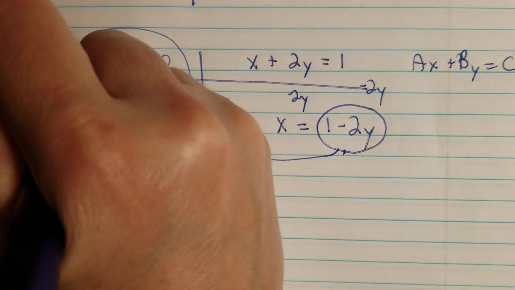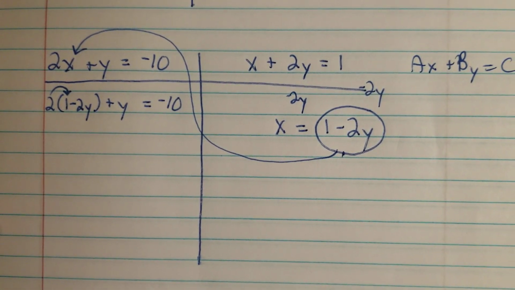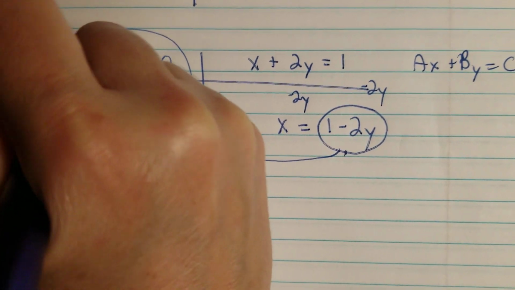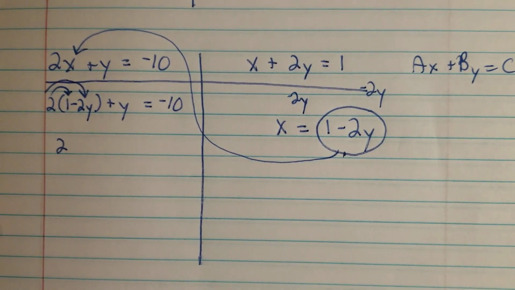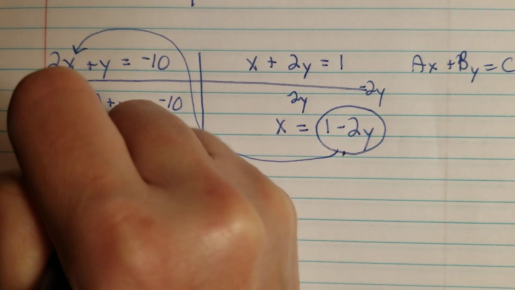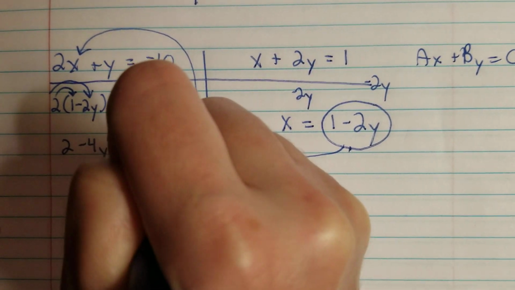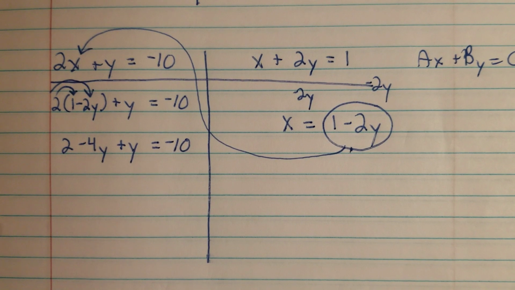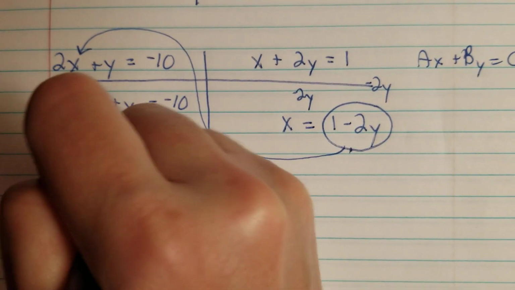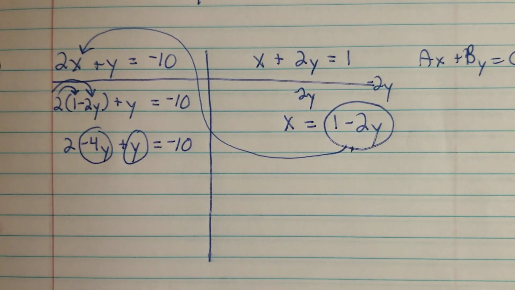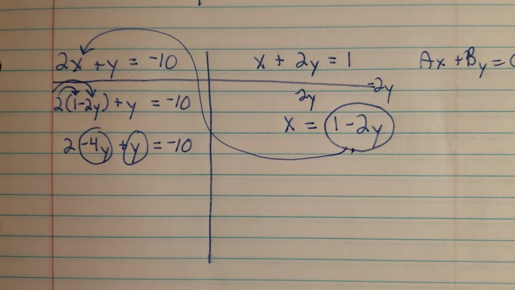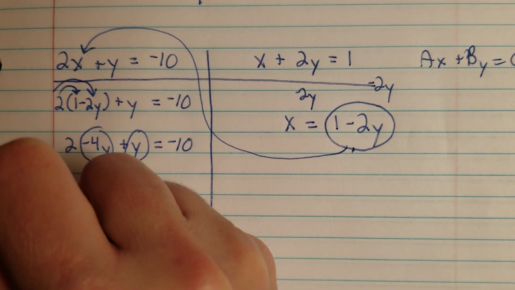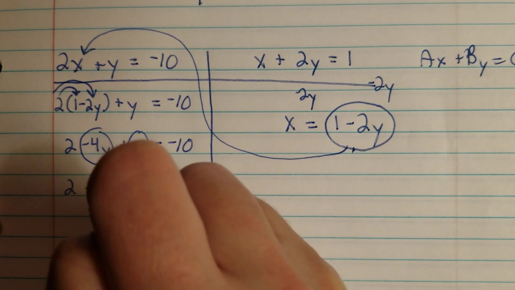Do the distributive property. 2 times 1 gives you 2. 2 times negative 2y gives you negative 4y. Bring down your y. Bring down your negative 10. Next step is to combine like terms. You have a negative 4y and you have a 1y. Negative 4 plus 1 gives you a negative 3y.